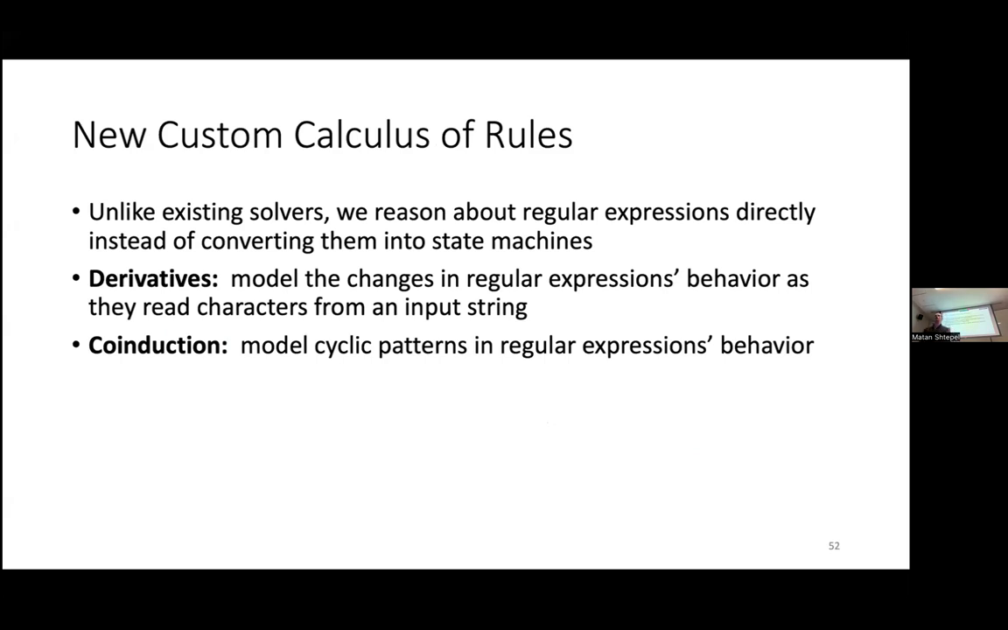Our proofs rely on two main constructs: regular expression derivatives and co-induction. Informally, derivatives are a way of modeling the changes that happen in a regular expression's behavior as it reads characters from an input string. And co-induction is a proof technique for modeling the cyclic patterns that arise in regular expressions' behavior. Let's start by talking about derivatives.